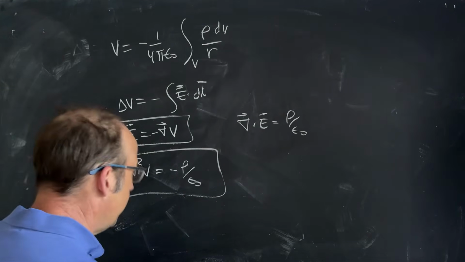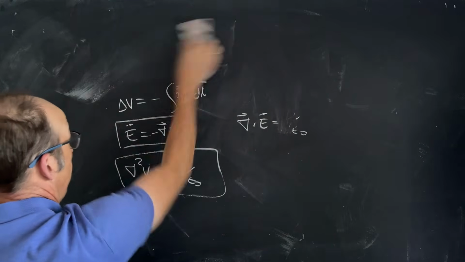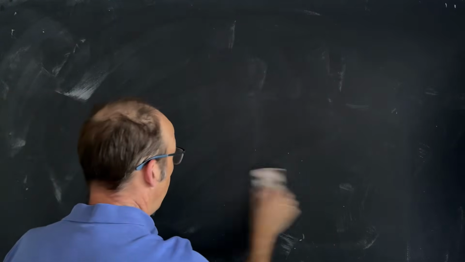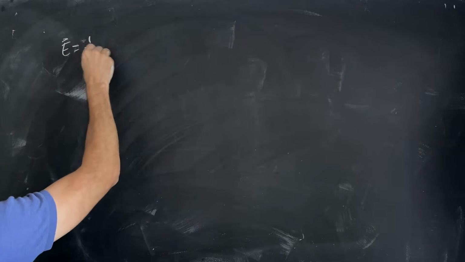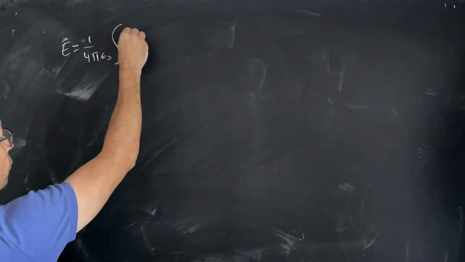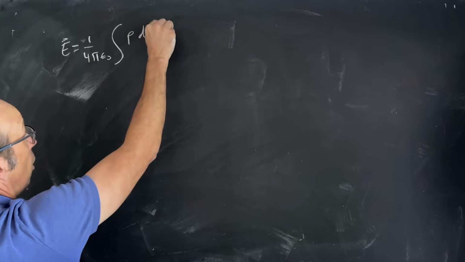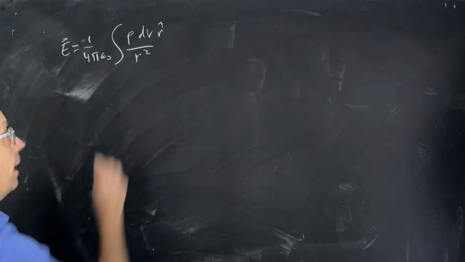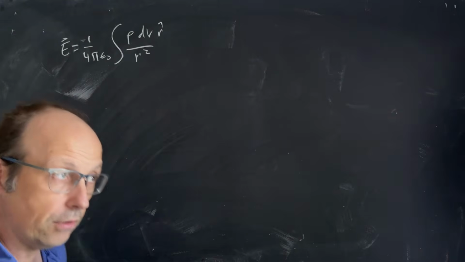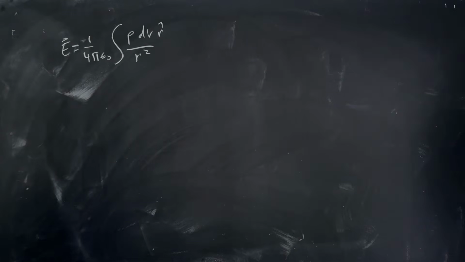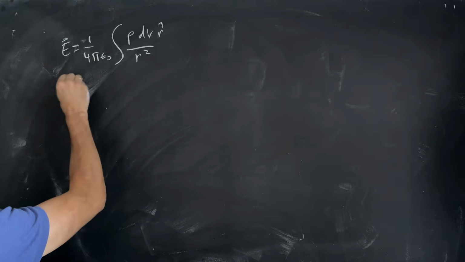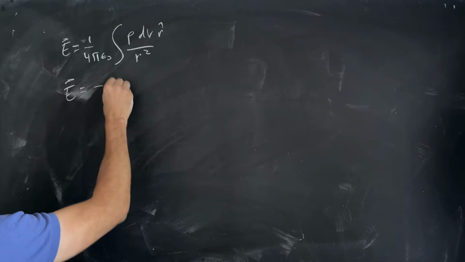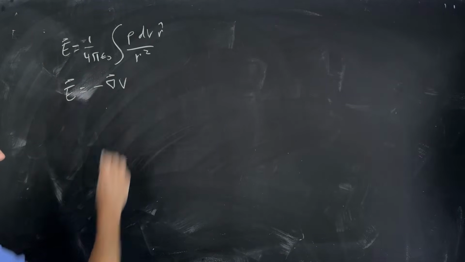Okay, so we have these 6 equations now. Let's see if I can write them down from memory. The first is this one, E is 1 over 4 pi epsilon naught, the integral of rho dv r hat over r squared. That's finding the electric field if I know the charge density. Well, how do I find the electric field if I know the electric potential? That would be this. E is negative the gradient of the potential.